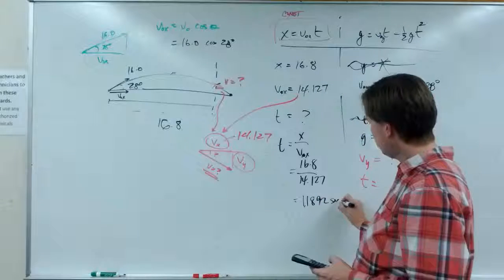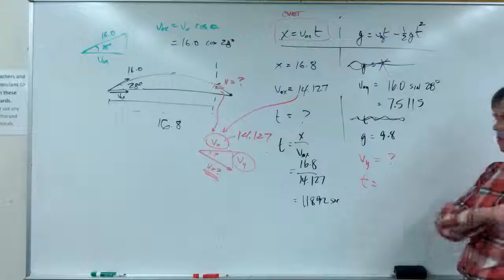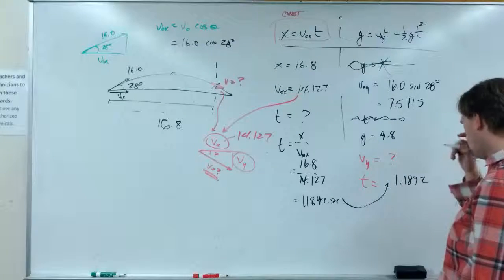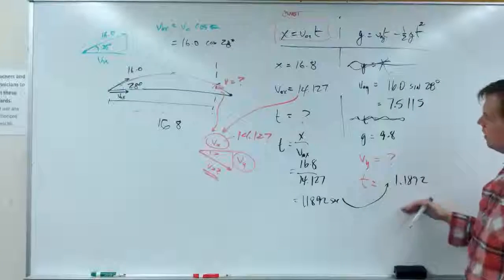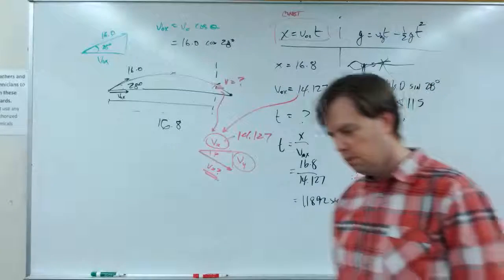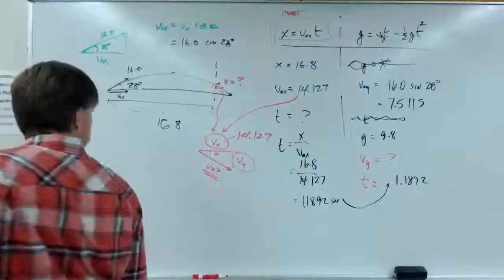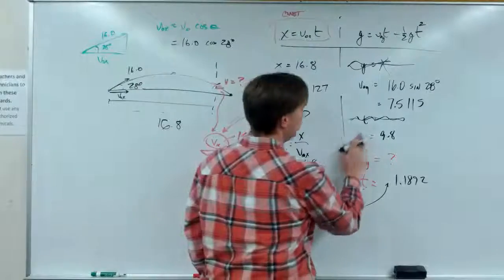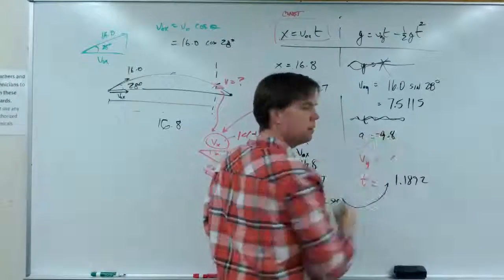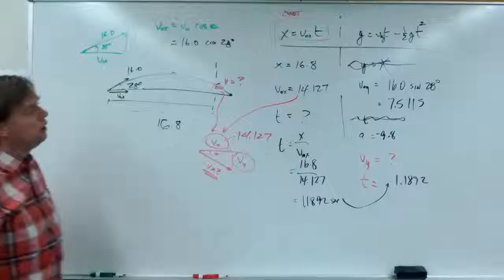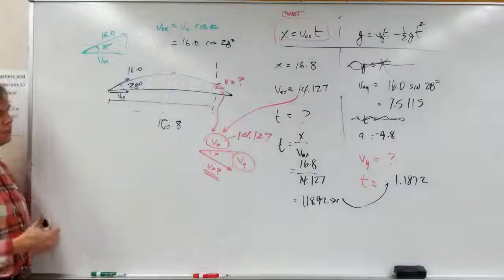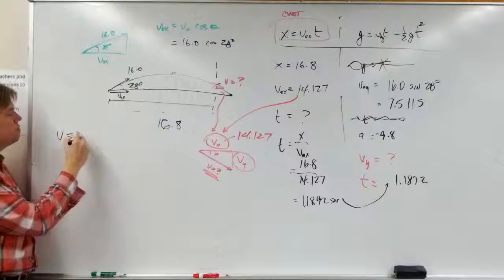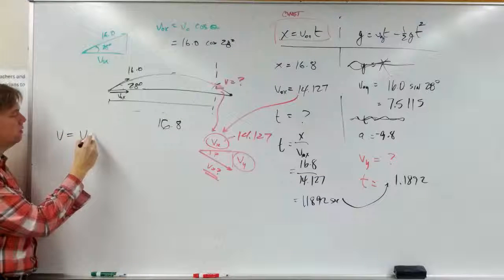So it takes 1.1892 seconds. And that's the number that sits here, 1.1892 seconds. Now I look at this data and I say, okay, which equation can I use? Even though I wrote G here, I probably should have written A as negative 9.8. So I've got my V's, I've got A, and I've got T. So that equation is going to be the one that looks like this.